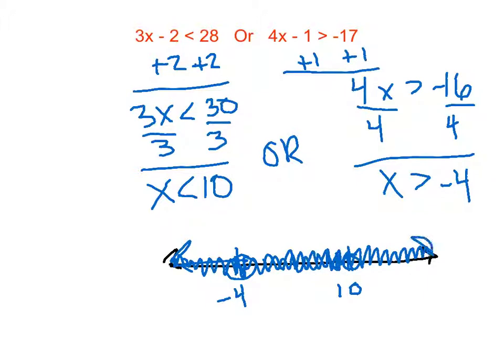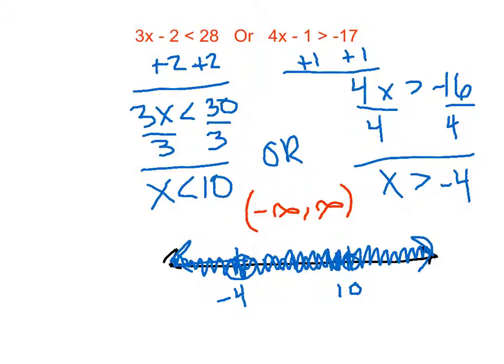Now let's look at what happened there. If I want a number less than 10 or a number greater than -4, well, when we shaded that, it actually ended up shading the entire number line. So my solution set in interval notation would be -infinity to infinity. The smallest number that's shaded is -infinity, all the way up to infinity.